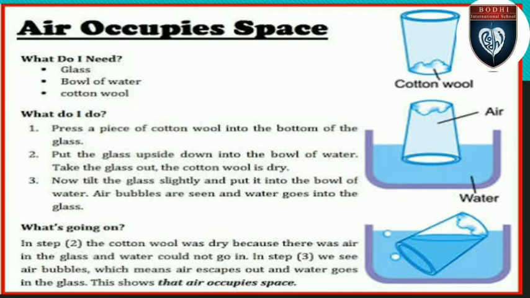In step 2, the cotton wool was dry because there was air in the glass and water could not go in. In step 3, we see air bubbles, which means air escapes out and water goes in the glass. This shows that air occupies space. A simple example for this is the balloon. When we blow the balloon, it becomes bigger. But when we take the air out of it, it becomes thin and loose. So this also shows that air occupies space.